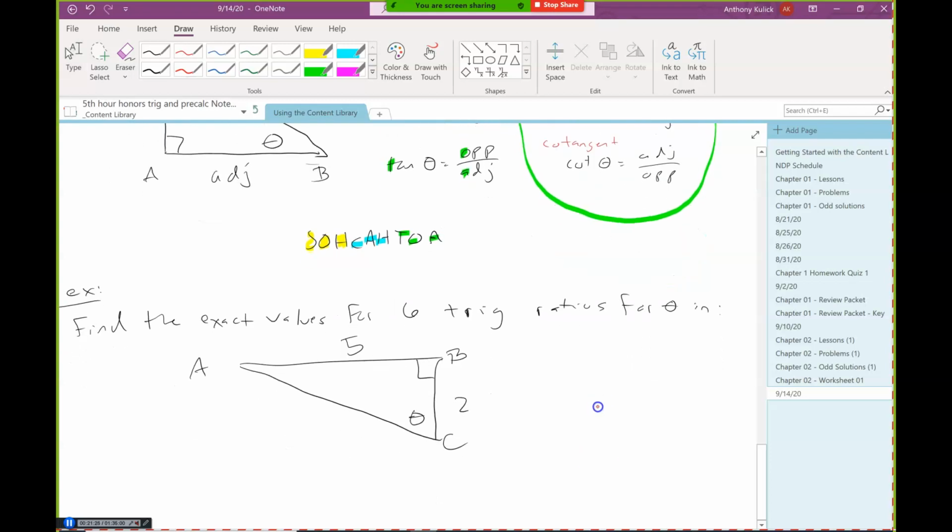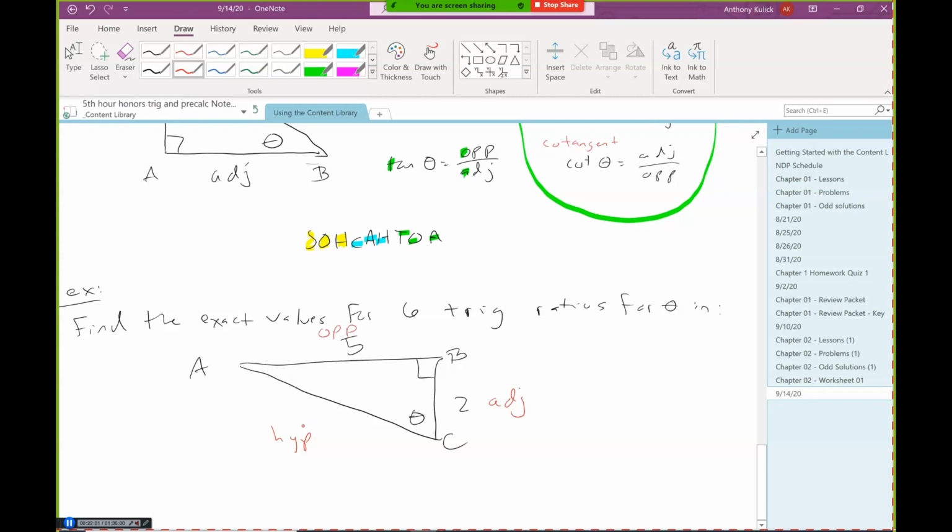Okay. So the first thing that I would do here is make sure that I've labeled my opposite, adjacent, and hypotenuse relative to this angle theta. Which side is the opposite side relative to this angle theta? AB. And the adjacent is? This is AC. Now it appears that we're missing a piece of information here, right?